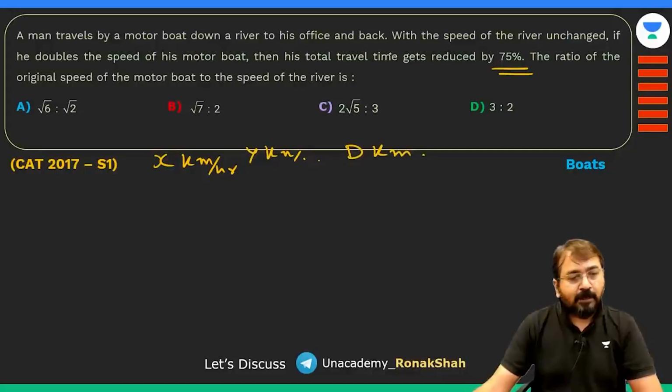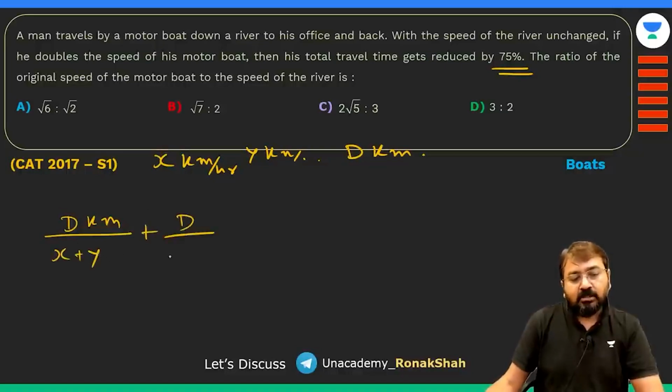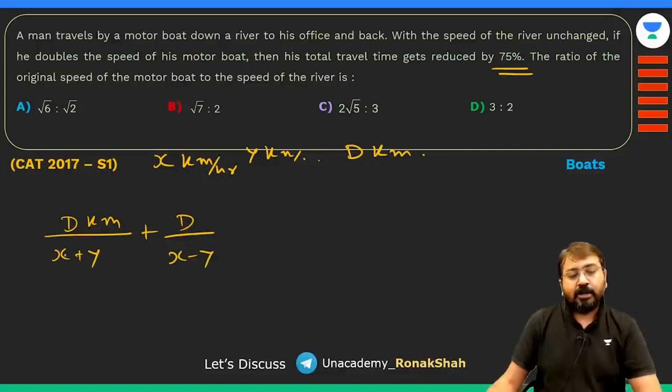Okay, so a man travels by a motorboat down a river and comes back. So how much time will it take? D kilometer at x plus y kilometer per hour speed, plus d kilometer upstream, that is at x minus y kilometer per hour speed. So this is the total time in the first case.